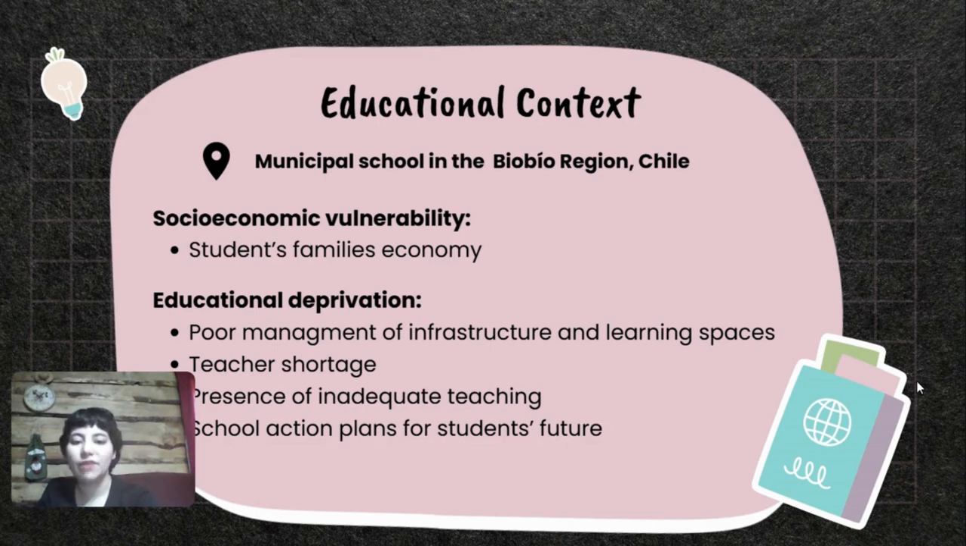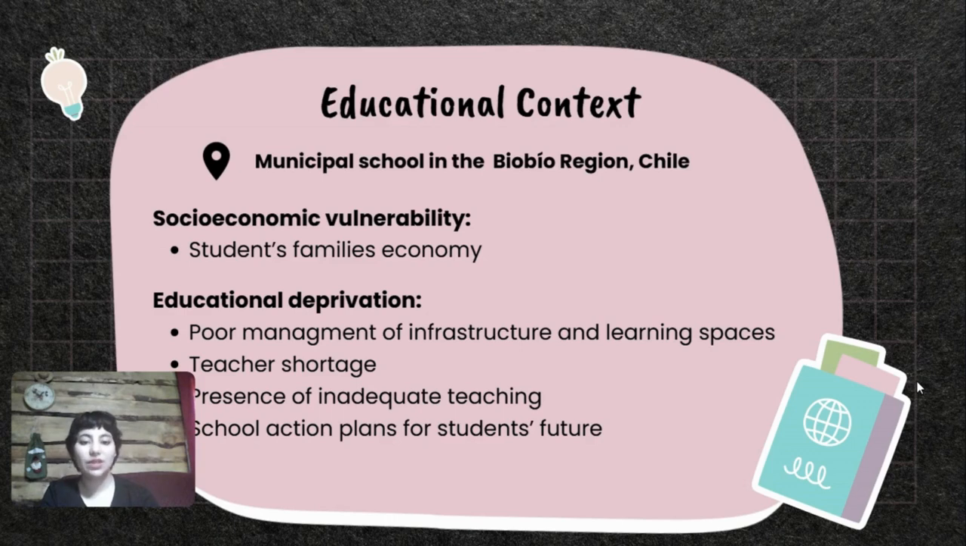About the educational deprivation, the school displays poor management of its infrastructure and learning spaces, given that each course is made up of 43 students, accommodating more than 40 people in one single classroom. This increases the risk of distractions, the inability to manage the classroom, and the risk of students not receiving appropriate feedback. There is a teaching shortage too, which causes a single English teacher to teach all the courses. This excessive workload is affecting the teacher's integrity and professional performance.